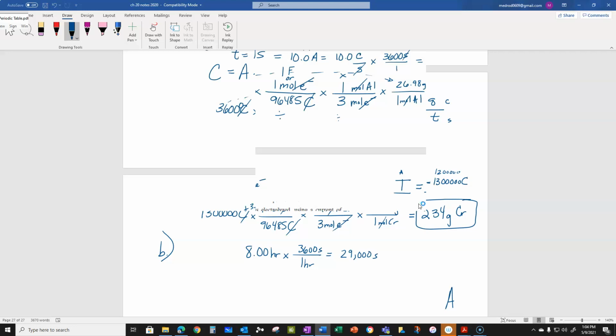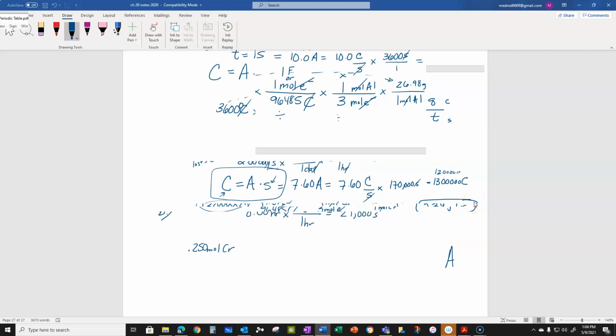I got to get to amps. And somewhere in here, I lost my 3 electrons, okay? So instead of starting at grams, start at moles. 0.250 moles of chromium and work backwards, okay? Get to moles of electrons, get to coulombs, and then use this guy. You got seconds. As soon as you get to here, you're going to have big C. You plug it in to solve for A. Let's see what you get. Now, if you do this right, ladies and gentlemen, you should get 2.51.